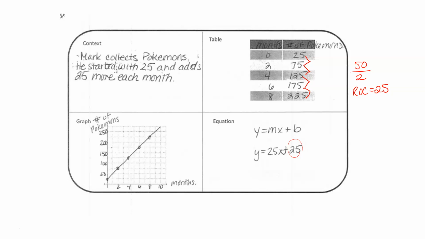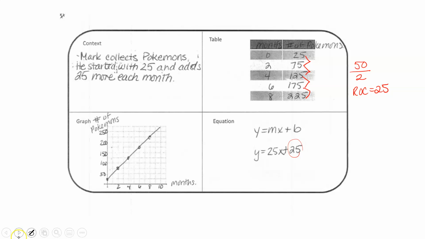So I made up a story. I said Mark collects Pokemons. He started with 25 and added 25 each month. I had the months on the X going up by 1s, and then I had the number of Pokemons on the Y going up by 25, and that's what your graph should look like.